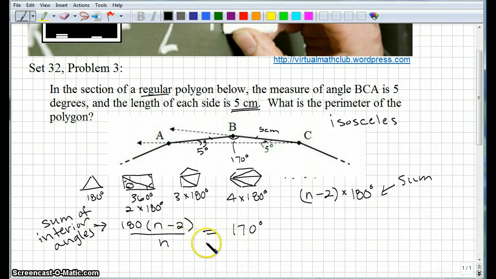Alright, so let's figure this out. I'm going to cross multiply. I'm going to actually multiply both sides by n to get this denominator off the bottom here. And I'm going to multiply through by 180, okay? So I get 180n minus 360 is equal to 170n.